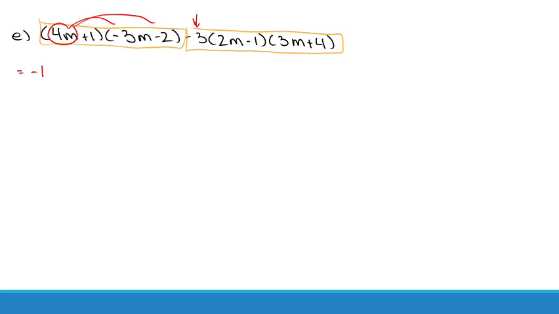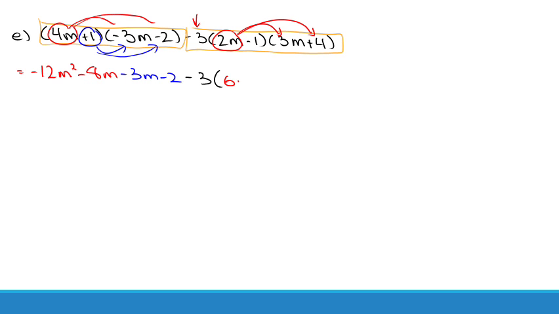So negative 12m squared, and then negative 8m. Distribute now this term through. Negative 3m, and then positive 1 times negative 2, negative 2. This negative 3 I haven't done anything with. I have to leave it alone. Leave it alone, work on these 2 binomials, collect their like terms, then bring the negative 3 in. So I'll distribute like this.